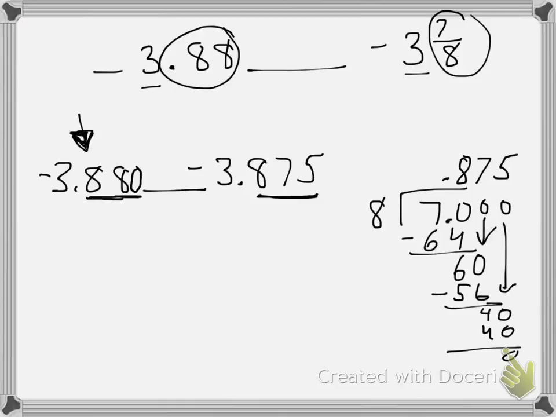Oh, but wait, they're negative. So that means that this number, negative 3.88 or negative 3 and 88 hundredths, is farther away from 0 than our other number. If it's farther from 0 and it's a negative number, then it's actually smaller. So we're going to say that negative 3 and 88 hundredths is smaller than negative 3 and 875 thousandths.